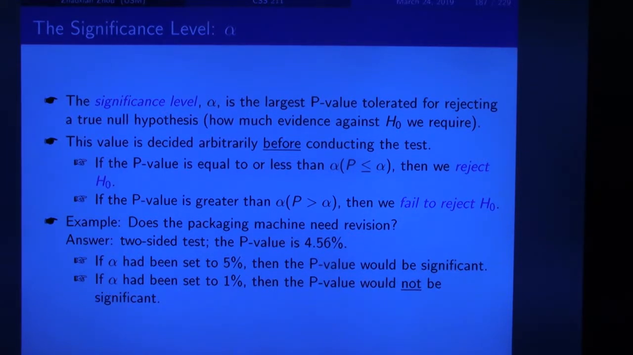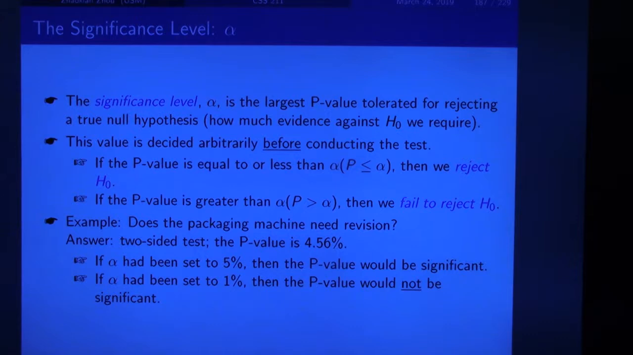For example, if you are required to do an experiment, before you even conduct the experiment, let alone calculate the p-value, you need to decide what significance level alpha you want to choose: 1%, 5%, or 10%. Once you have decided this alpha, then you conduct the experiment, calculate the p-value, compare your p-value with alpha, and get the conclusion.